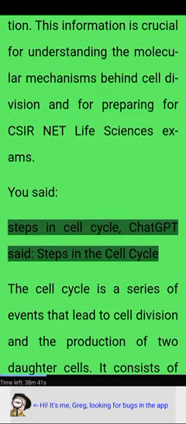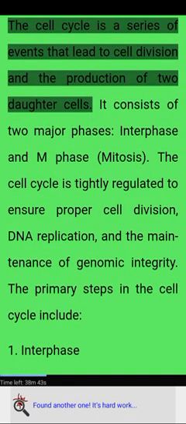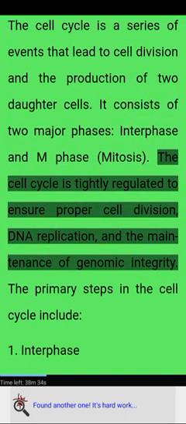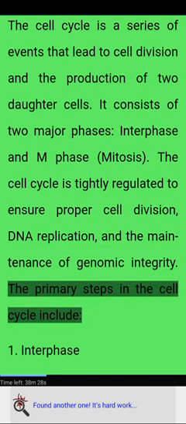Steps in the cell cycle. The cell cycle is a series of events that lead to cell division and the production of 2 daughter cells. It consists of 2 major phases: interphase and M phase (mitosis). The cell cycle is tightly regulated to ensure proper cell division, DNA replication, and the maintenance of genomic integrity. The primary steps in the cell cycle include 1.